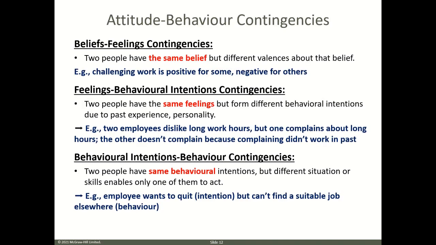Now one is the attitude-behavior contingencies. The contingencies I explained in the same situation, from a different viewpoint. Belief-feeling contingencies: two people have the same belief but different values and valences about that belief. For example, challenging work is positive for some people and maybe negative for others. Some people like challenging work, others like non-challenging, simple and easy work. So belief and feeling contingencies mean differences.